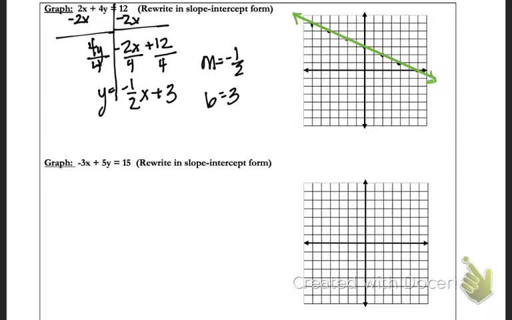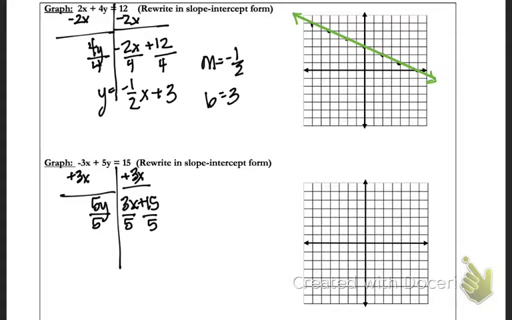Graph negative 3x plus 5y equals 15. Let's rewrite that. We need to get y by itself, so we'll add 3x to both sides. When I do that, I get 5y equals 3x plus 15. To get y by itself, divide each term by 5. Y equals 3/5 x plus 3. Again, the slope is 3/5 and the y-intercept is 3, so we need to start at our y-intercept.